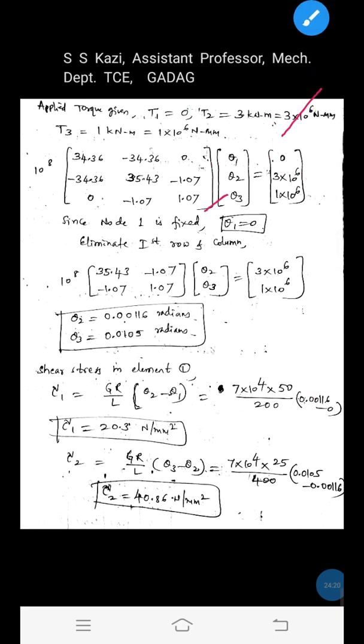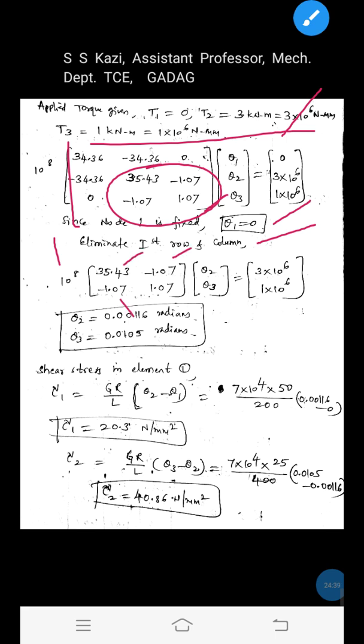Now since node 1 is fixed in the problem, the angle of twist is 0. Hence if angle of twist is 0, eliminate first row and first column using the elimination method. Then the remaining terms will be 10 raised to 8 outside, 35.43, minus 1.07, minus 1.07, 1.07, into theta 2, theta 3, is equal to 3 into 10 raised to 6, 1 into 10 raised to 6.